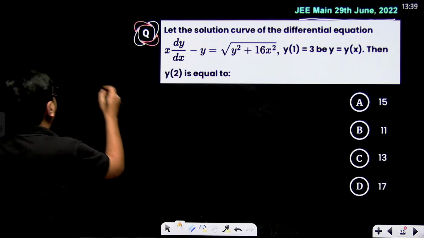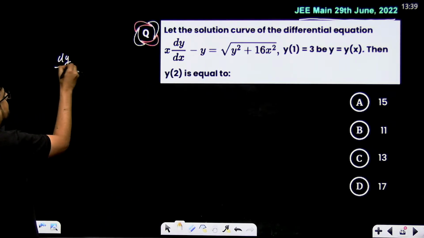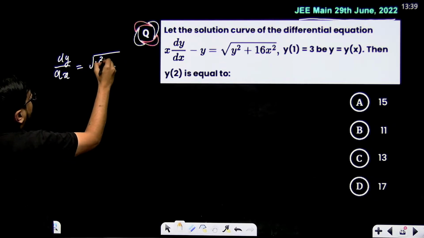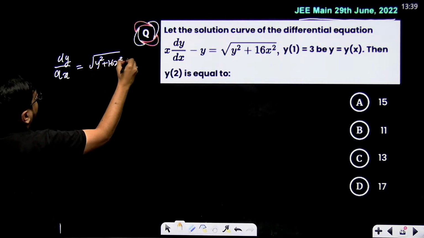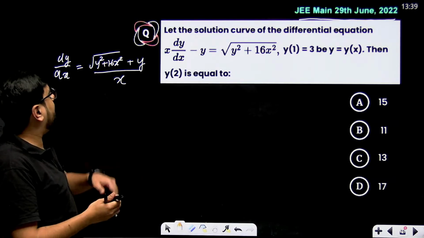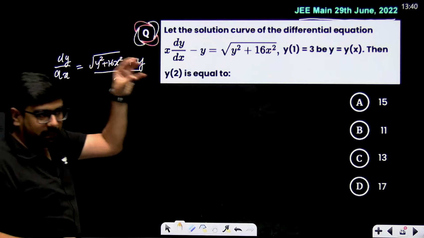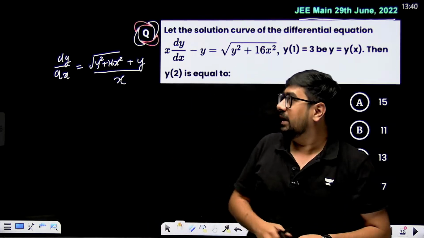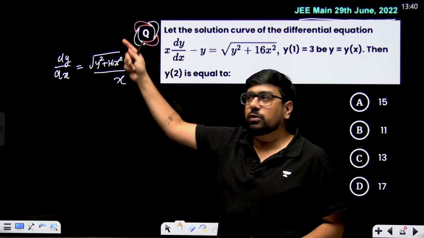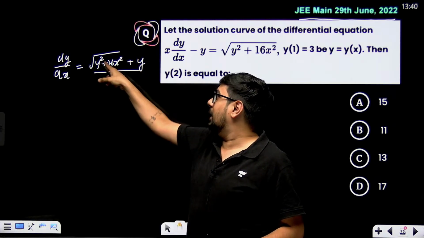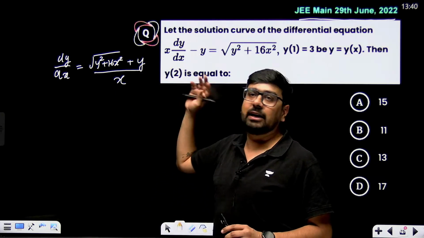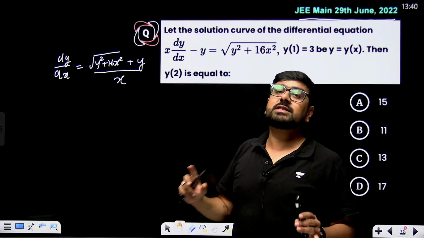For example, here if you will see dy by dx, what will be your dy by dx? It will be square root of y square plus 16x square plus y divided by x. Power of x and y in each term is just 1. Here also square root is there, square root of square will give you 1 power. So 1 power, 1 power, 1 power, 1 power. Everywhere in each term, numerator and denominator, total power in each term is 1.